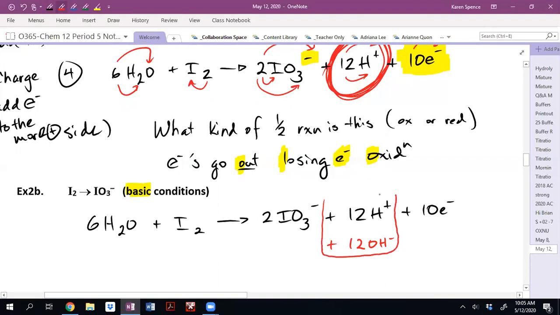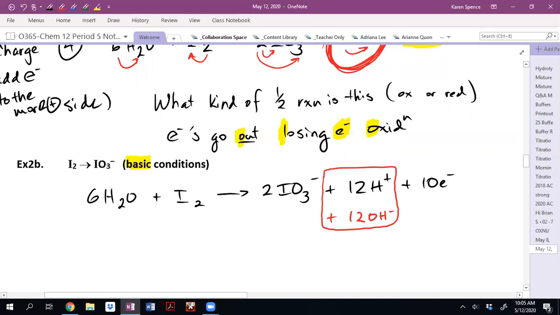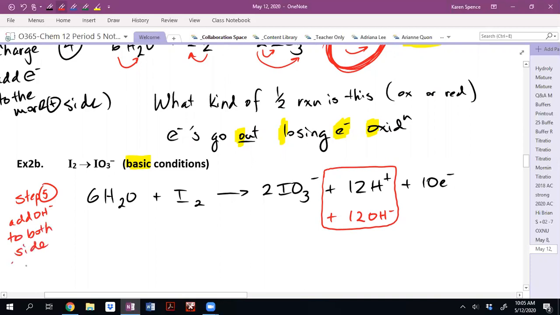These guys together are going to make water, which is going to get rid of the 12 hydrogens and make it basic. But like I said, if you add 12 hydroxides to the right-hand side, this is step 5, add hydroxide to both sides, and it needs to be enough to neutralize the H. So it's going to be the same number as the H plus.